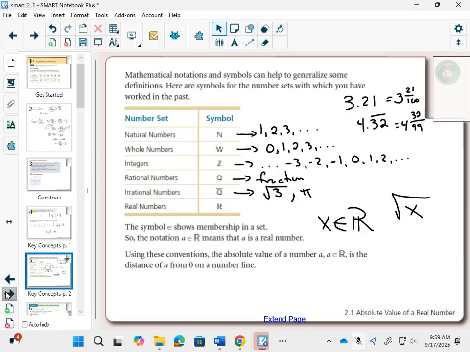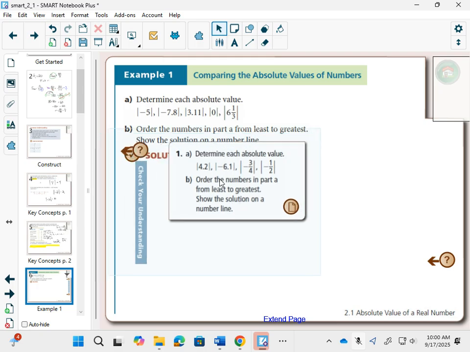Okay? But the absolute value, it says here at the end, and I can highlight it, using these conventions, the absolute value of a number a is the distance from a to 0 on the number line. And you could do that with any number. What's the absolute value of the square root of 2? The square root of 2. What's the absolute value of negative pi? Pi. So, our absolute value signs are going to make things positive because it's calculating how far something is away from 0. So with that, we can go to example 1.